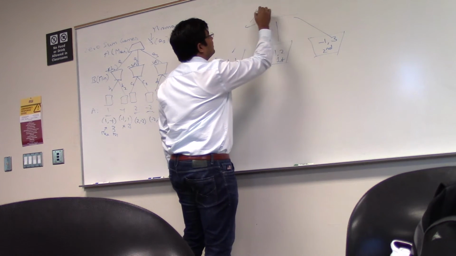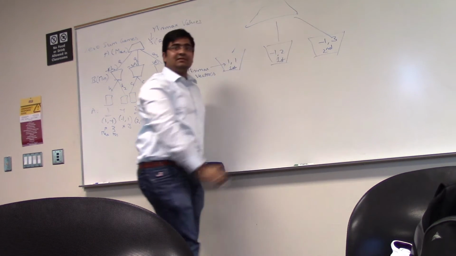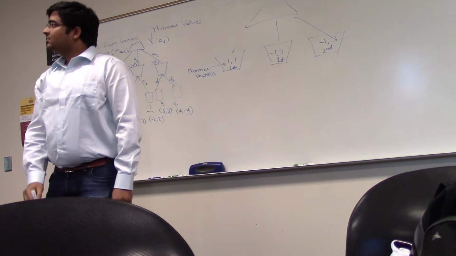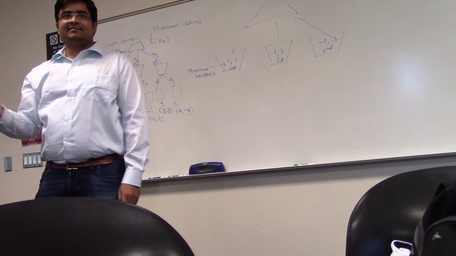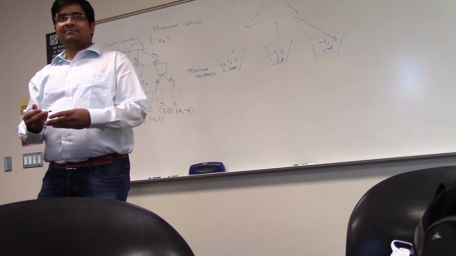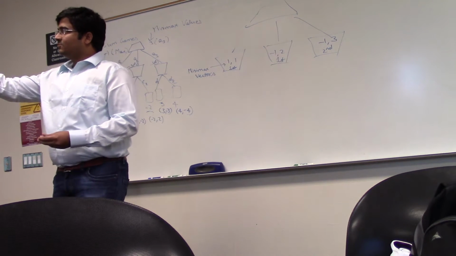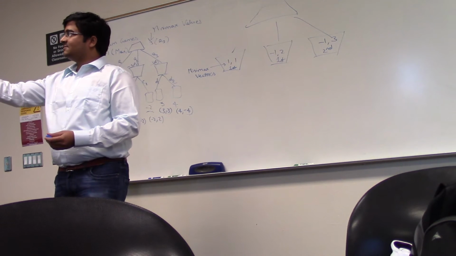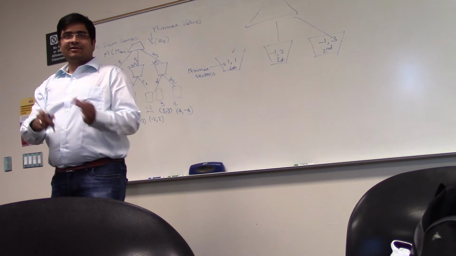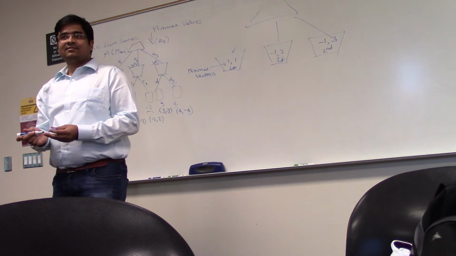Wait, what do the tuples represent again? Which one? The tuples at the very bottom level. Those are the terminal states. They denote the rewards for each player. So if through various moves we reach the first terminal state, player A will get one reward and player B will get one reward.